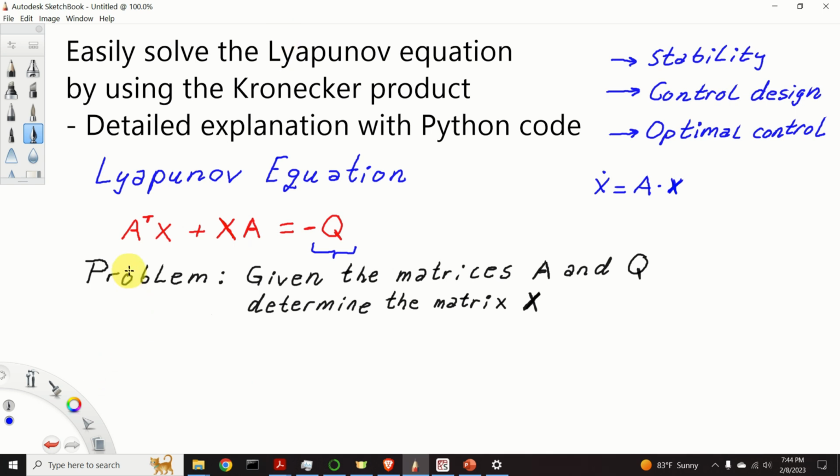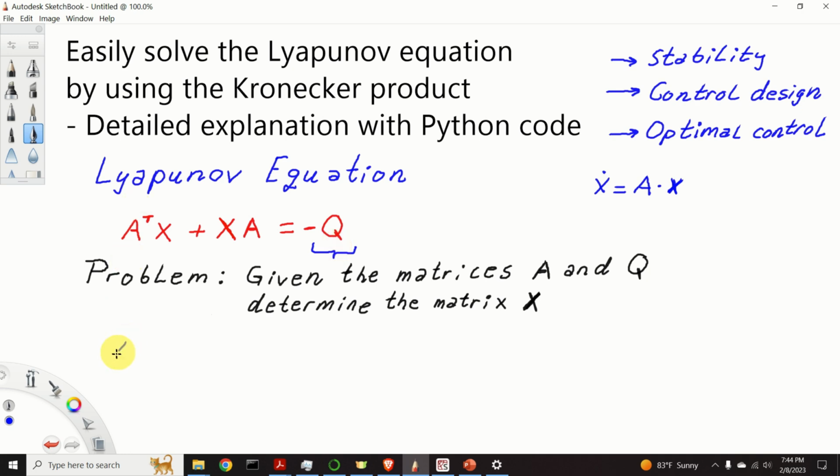Let's see what's the main challenge in solving this equation. Obviously, this is a linear matrix equation. It's linear since our unknown matrix linearly enters this equation. However, the challenge is that this equation is not in the vector form.